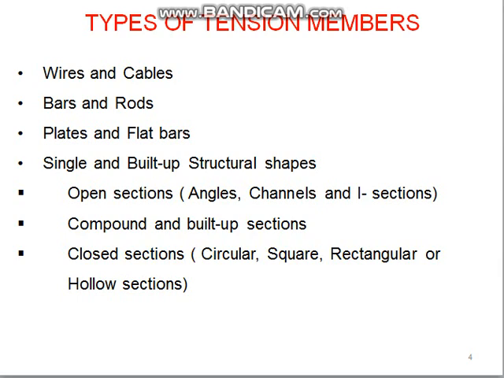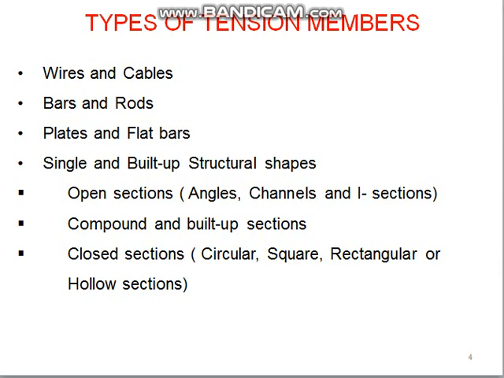Next topic is types of tension members. The various forms of tension members are as follows. First one is wires and cables. Wire ropes are exclusively used for hoisting purposes, and cables are used in suspension bridges. Second one, bars and rods. These are one of the simplest forms of tension members.